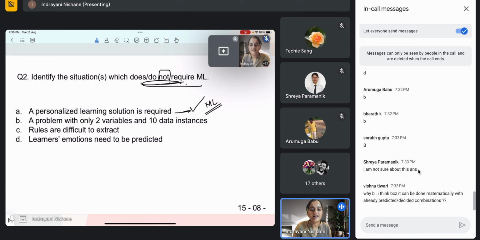Yeah, so this was exactly my thought when I thought about option B. So option B seems to be the correct answer. So I hope, Shreya, now you are convinced that option B is the correct answer. Yeah?